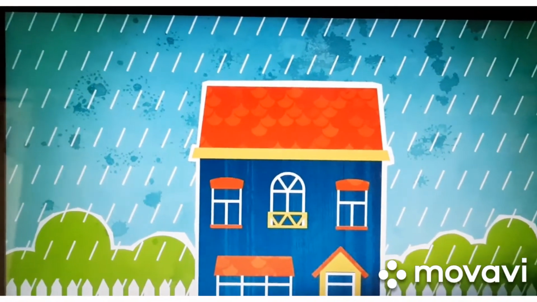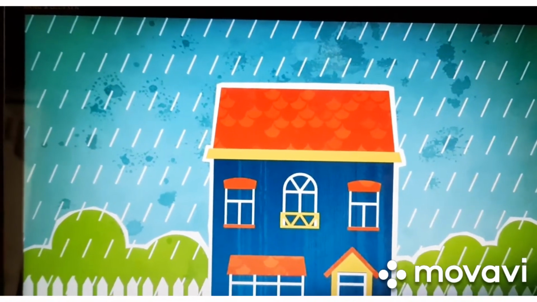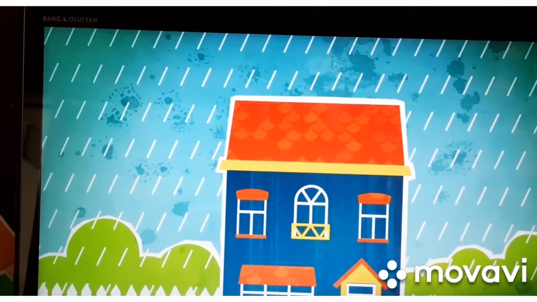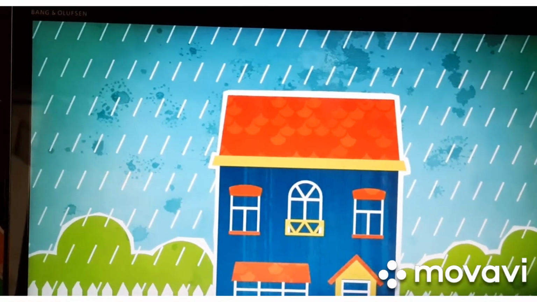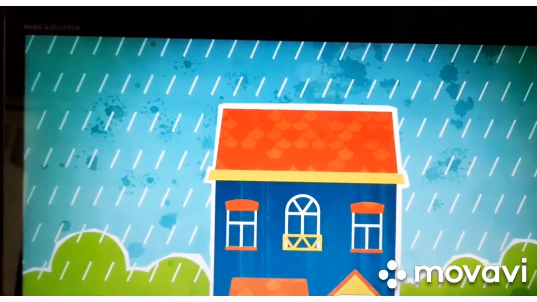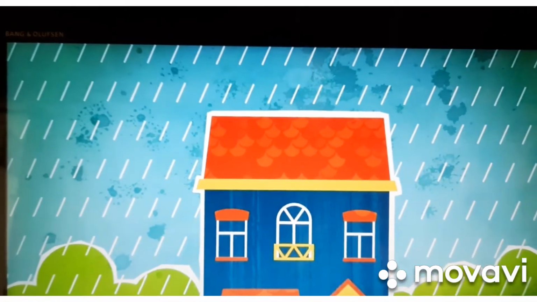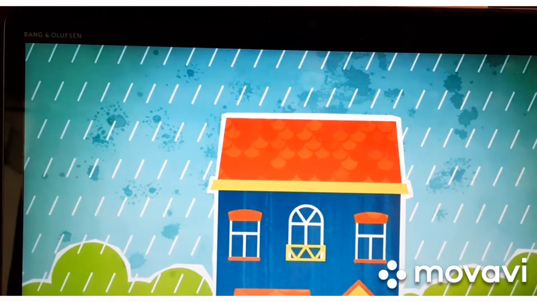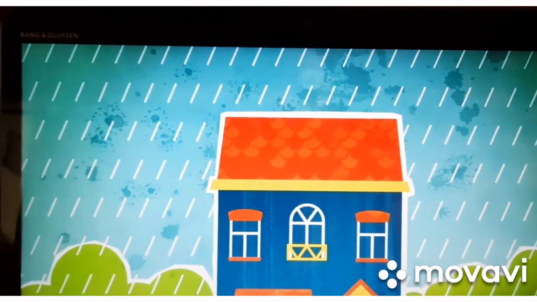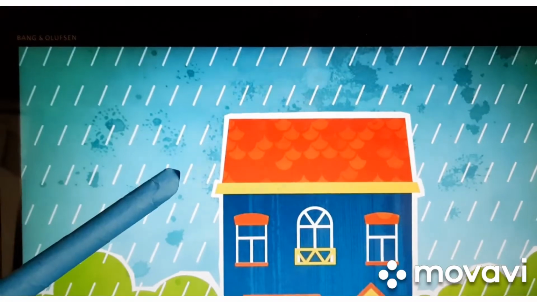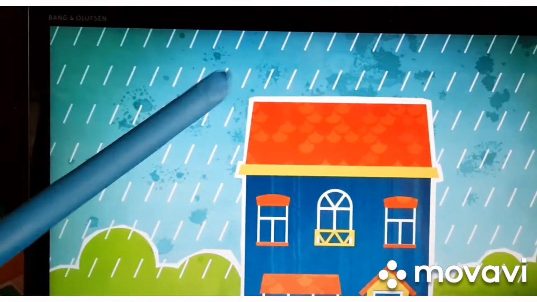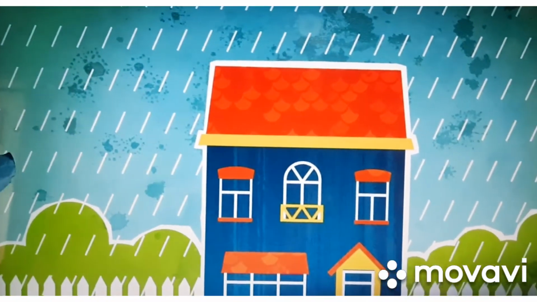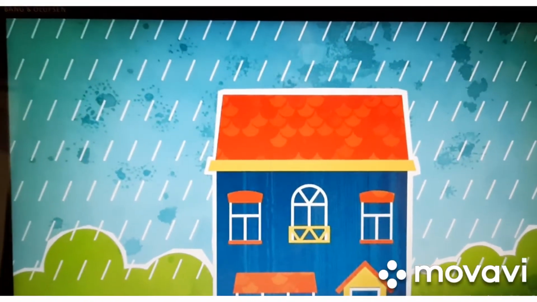So children, this is the first picture which is showing slanting line. Can you see? It's raining. Yes. And the position of the raindrops is slant position and it is showing forward slanting line, isn't it? Yes. Can you see this rain? Yes. These are the forward slanting lines, isn't it? Yes. Now next picture.